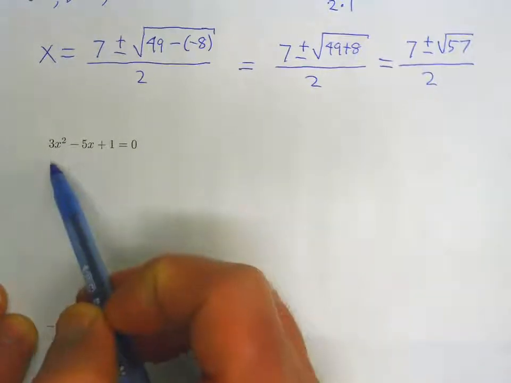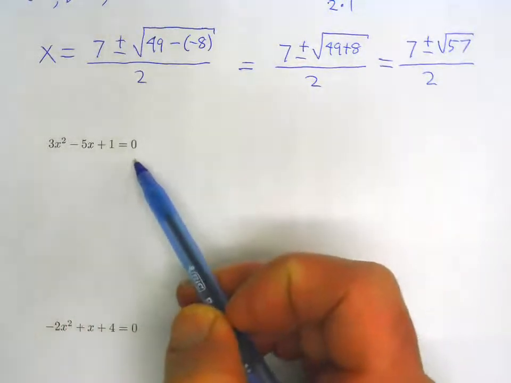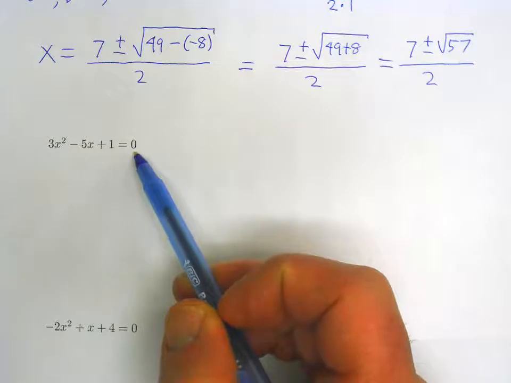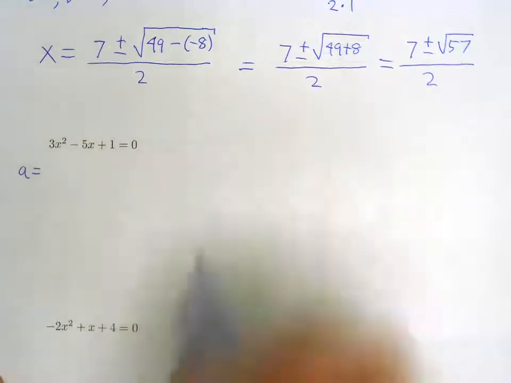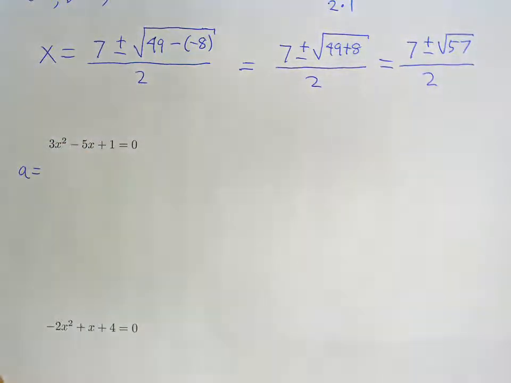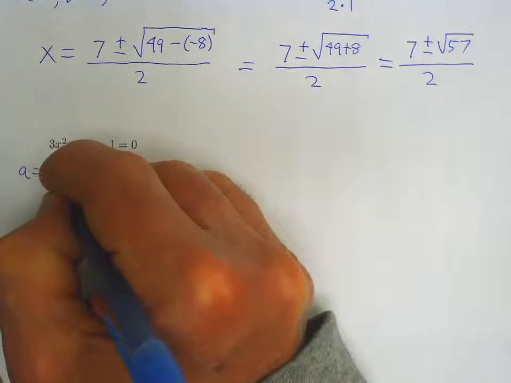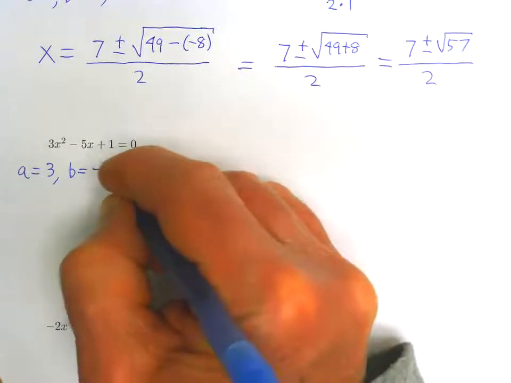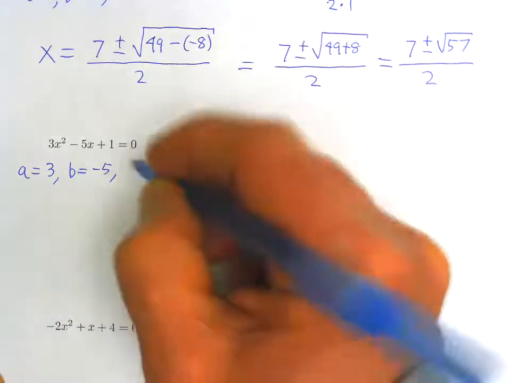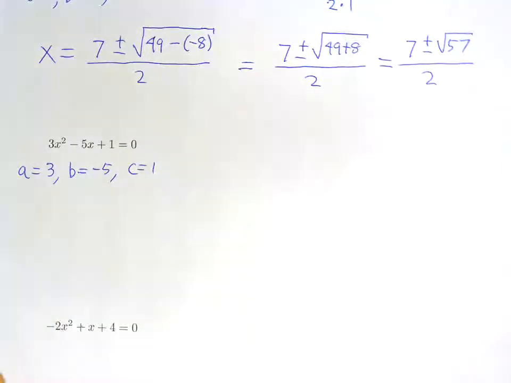So in this quadratic equation, first make sure that it's in standard form. That means one side is 0. And then the value of a is the coefficient of the x squared term. So in this example, a is 3. B is -5, the coefficient of x. And c is +1.